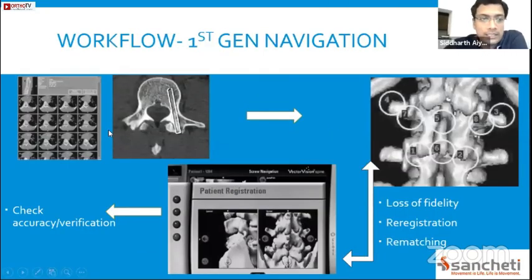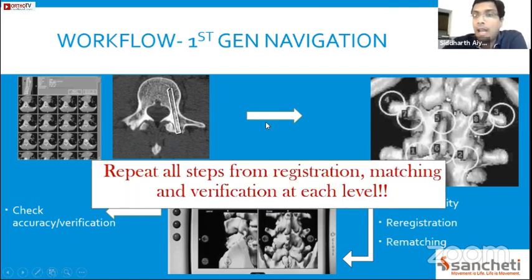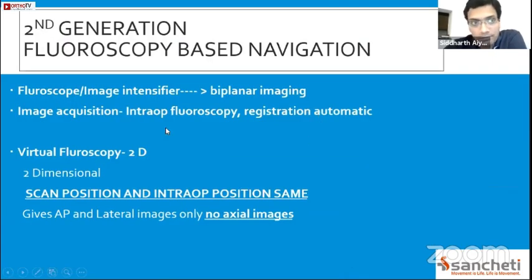So quickly through the workstation. I get a preoperative image in the form of a CT. I plan which levels I would like to instrument. Once this is done, intraoperatively, quite often for one level, you would have to match between 5 to 8 points. Once you had the matching done, you would then move to patient registration. If there was any loss in fidelity, you would have to rematch and re-register. Once patient registration was confirmed, you would then perform a verification of accuracy and then proceed to insert your implants. And you need to repeat all these steps for each level that you would instrument.